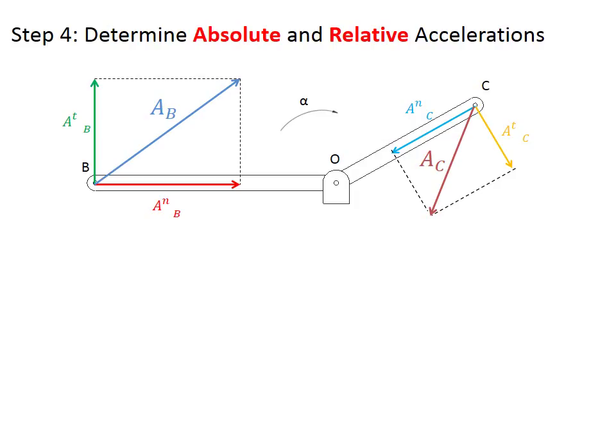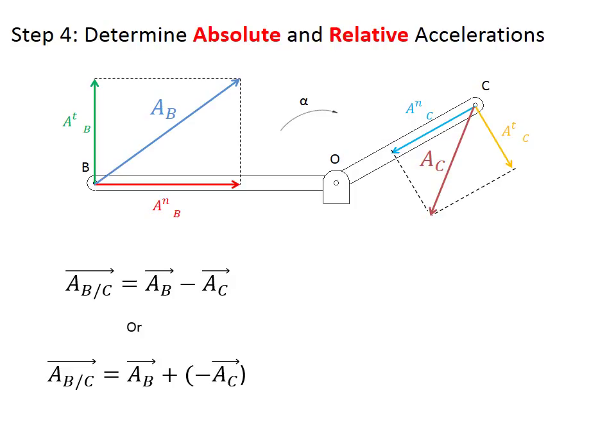The last step is to find out the relative acceleration. Same as the relative velocity, we have a very similar formula, which is the relative acceleration of the point B versus C is the absolute acceleration of the point B minus the absolute acceleration of the point C. Again, this is a vectorial relationship. On the other hand, we can write it down as the absolute acceleration of the point B plus negative absolute acceleration of the point C, which is a vector in the opposite direction of the AC.